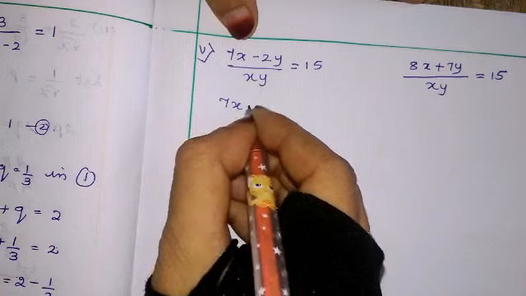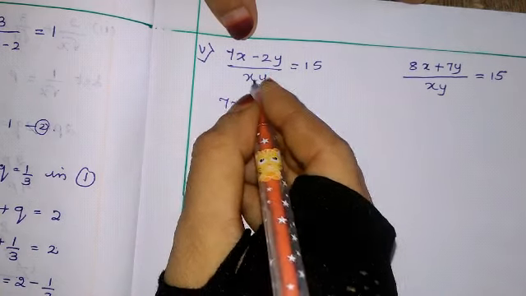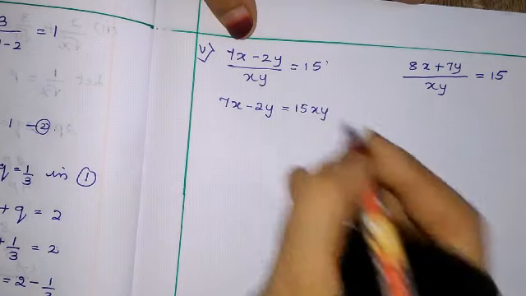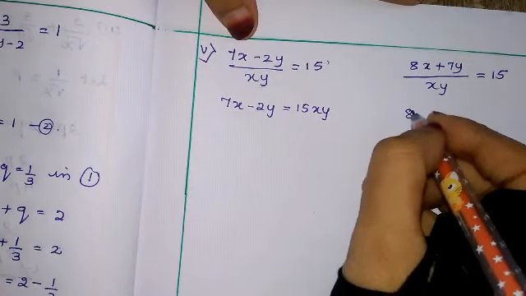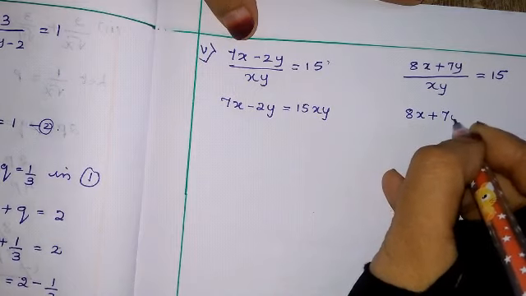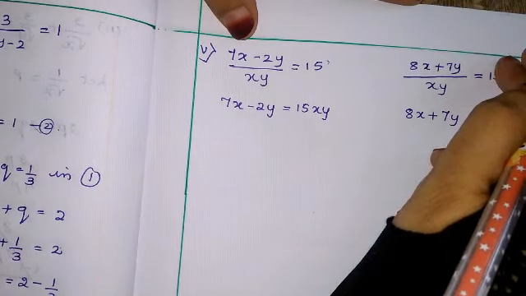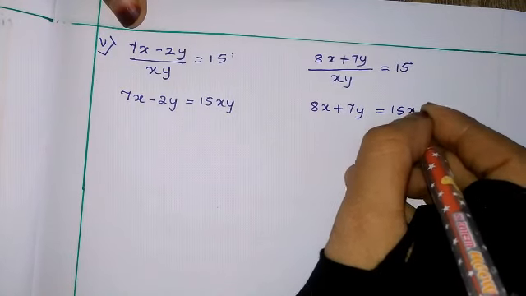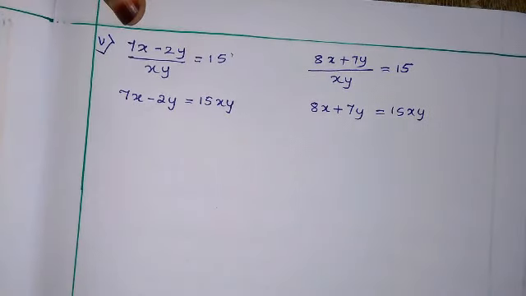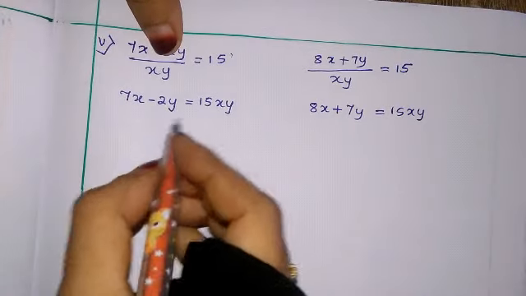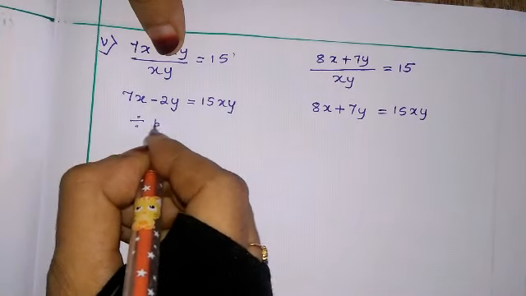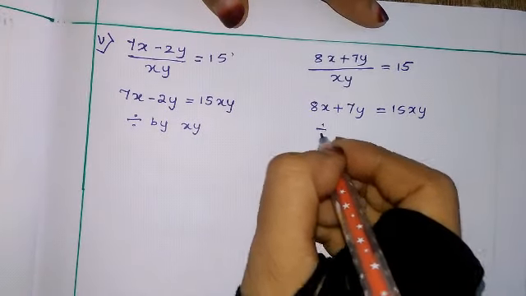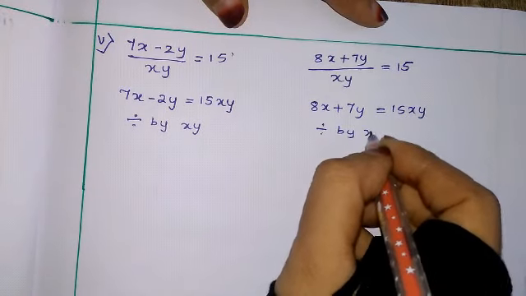7x minus 2y. xy should multiply here. It will become 15xy. This side also the same thing. 8x plus 7y here only. The xy divide is there. If we go that side, it will become multiply 15xy. Now, we know that it should be in reducible form. So, divide the whole equation by xy. Divide this side also, the whole equation by xy.